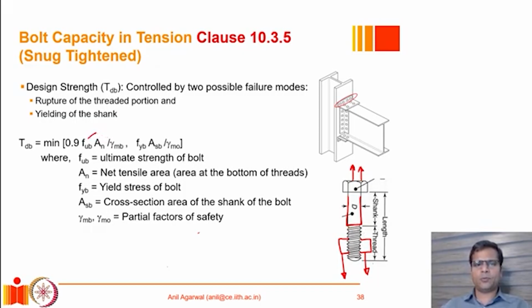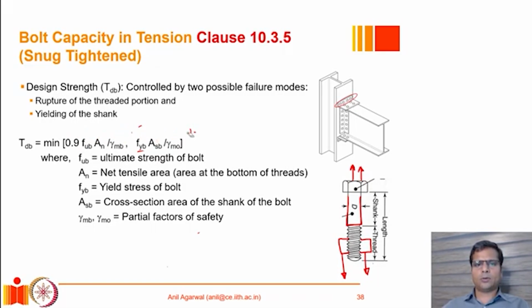limit state of Fu, that is ultimate stress, multiplied by the net cross section divided by gamma mb, which has a slightly higher value than gamma m0, and an additional factor of 0.9 because we want to avoid rupture and we prefer to have a failure governed by yielding. The other limit state is Fyb, which is yield stress, multiplied by Asb, which is the gross cross section area of the shank, and divided by gamma m0, which has a smaller value. That means the factor of safety is smaller, 1.1, whereas this value is 1.25. So concept wise, the bolt in tension has very similar limit states as a plate in tension.